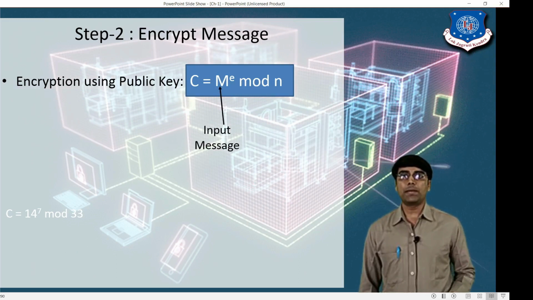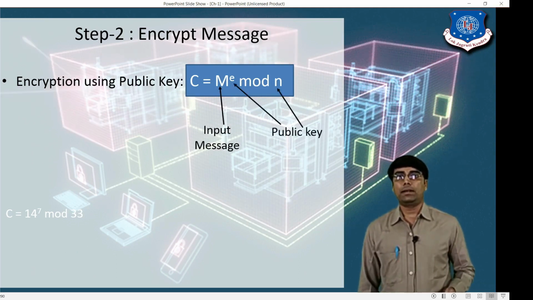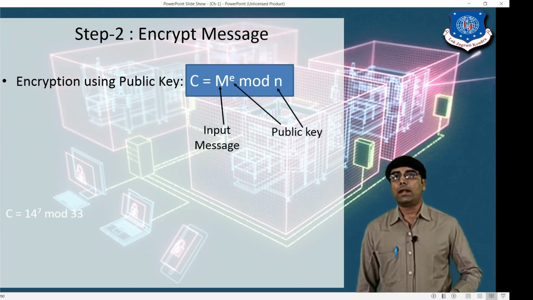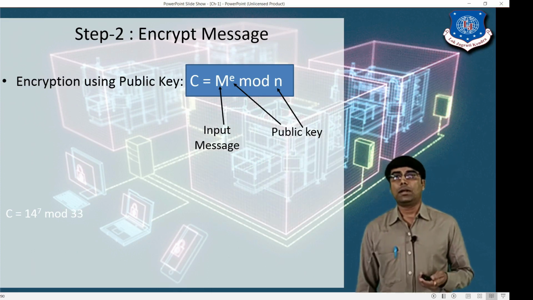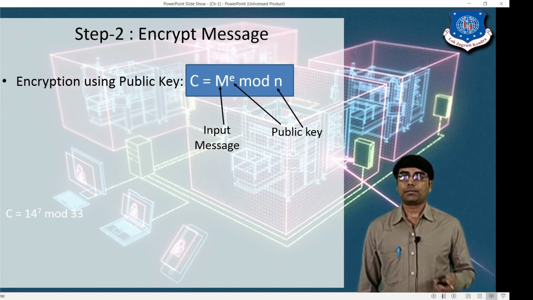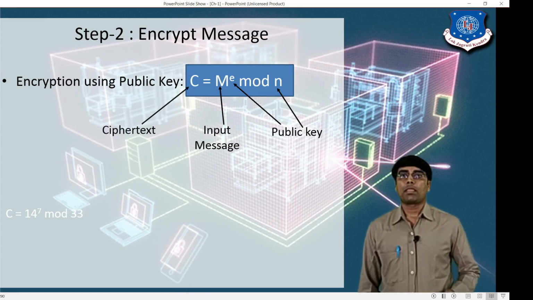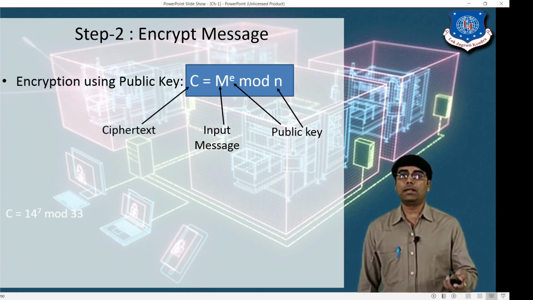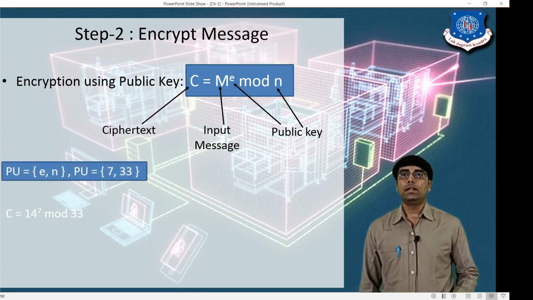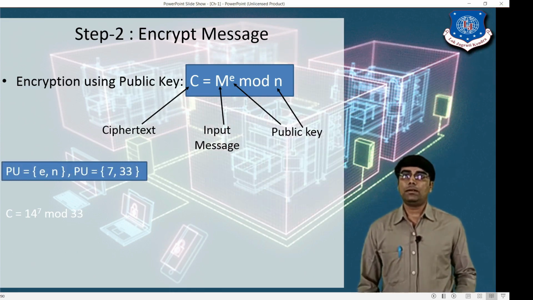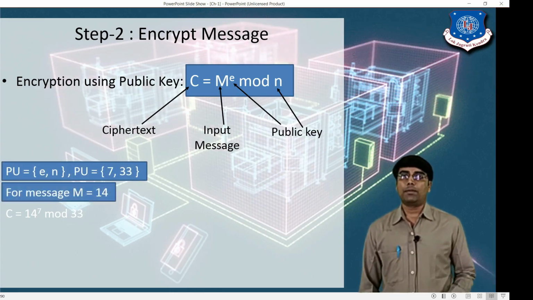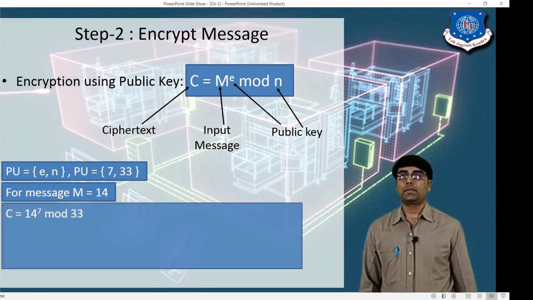So here M is the input message, you know that, and E is the public key, and N is our modulus. Now here C represents the ciphertext. So let's see, PU is (7, 33) and our message is M equal to 14.